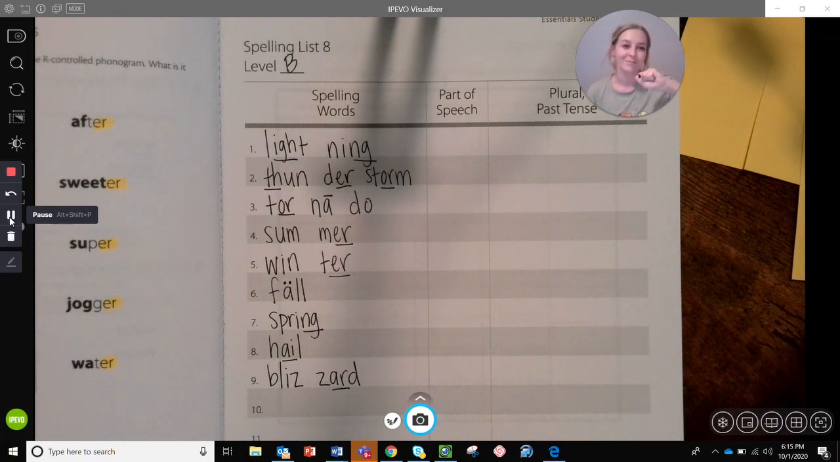Sweltering. Gotta double check. Sweltering. What is the first syllable? Swell. Almost like swell. All right, let's sound it out. S-W-E-L.